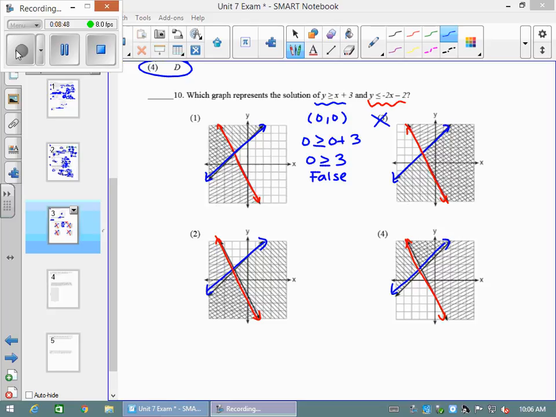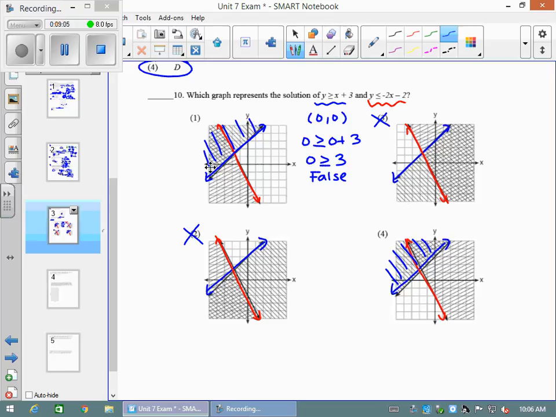Okay, so for the blue graph, I need to make sure that I'm shading away from (0, 0), so that would be above my blue line. So you can see in choice 2, it's shading below. In choice 3, it's shading below. But in choice 4, it is shading above. So we can still narrow it down now between 1 and 4.